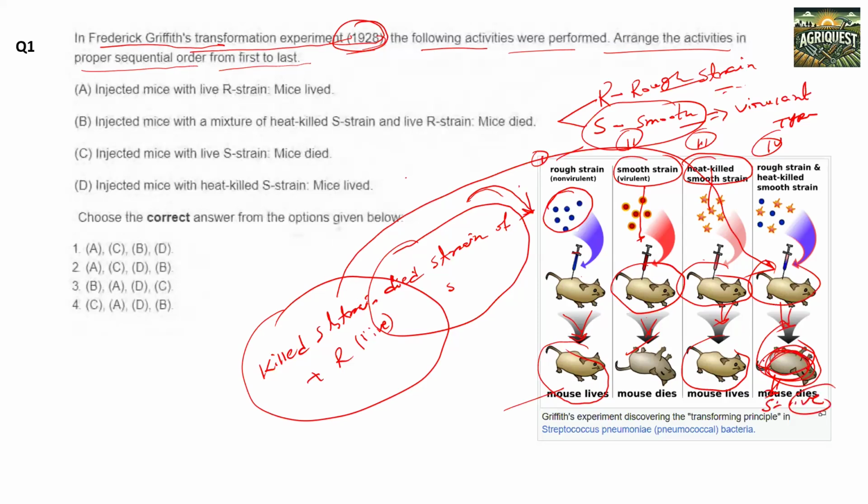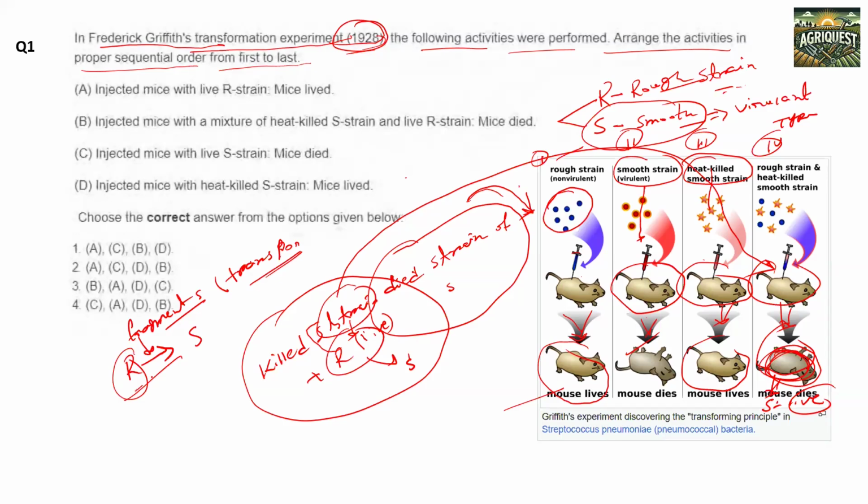He found live S strain. It is called the transforming principle: the fragment from the S strain causes the R strain to be modified into S strain, means the R strain is modified into S strain by the fragment from the S strain. This is called the transforming principle. You should remember it, and it helps to transform the R to S strain.